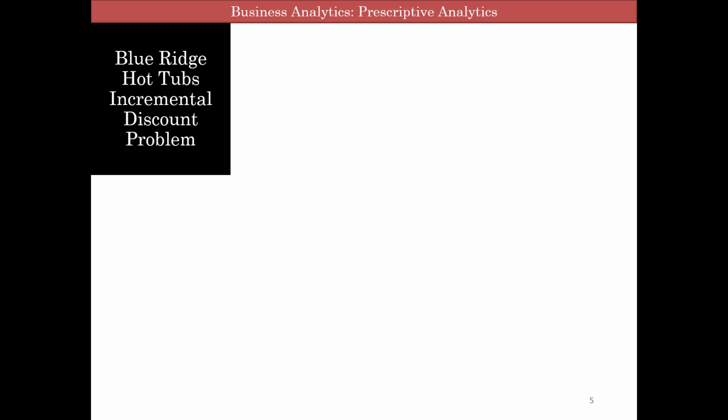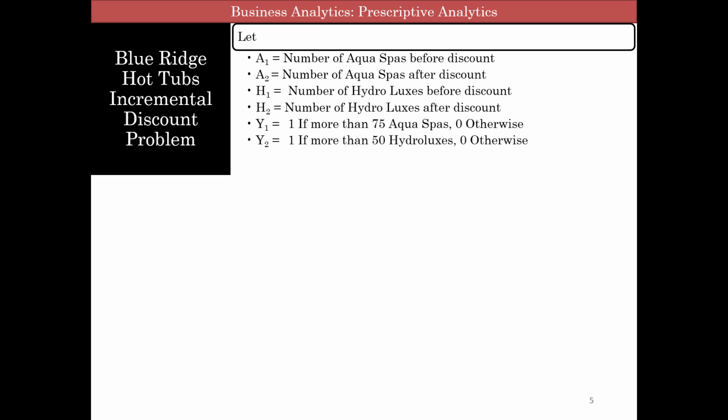So let's look at the math model. We are defining A1, A2. These are your aqua spas before the discount. So here this will be 0 to 75. Cannot be a value more than 75. And then remember, this is an incremental discount. Once A1 is 75, A2 starts taking values 1, 2, 3. So if you have 80 units, A1 will be 75 and A2 will be 5. Similarly, this will be 0 to 50, and then this starts taking values, right?